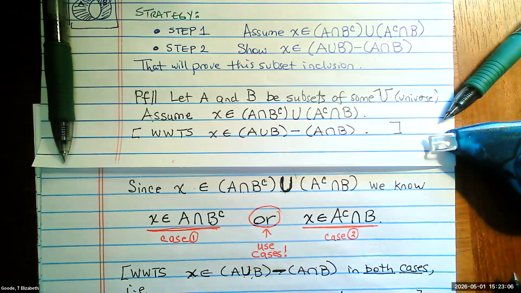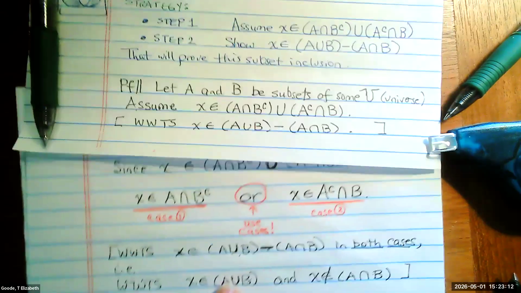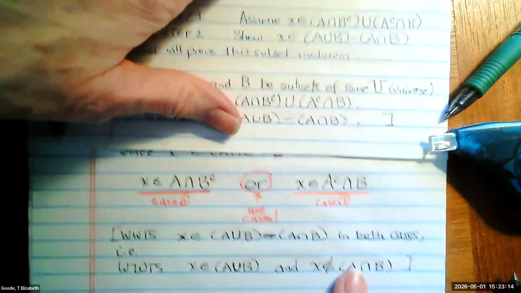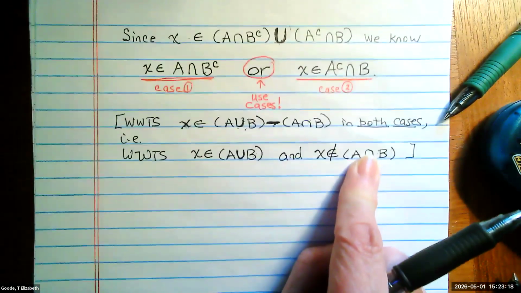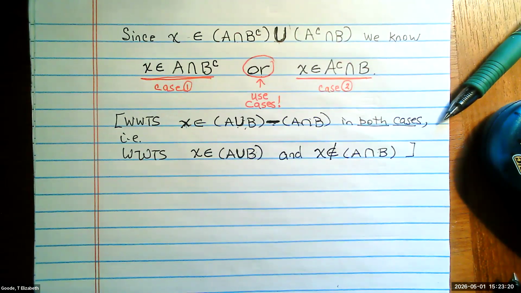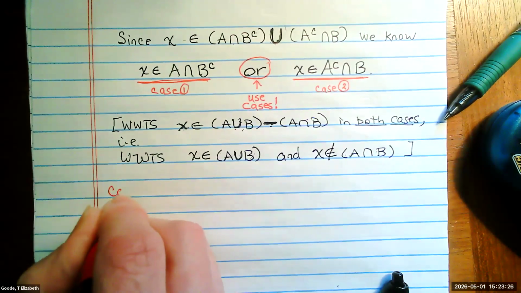All right. So we have two cases. In both cases, we're going to try to show X is in A union B and X is not in A intersect B. Do you agree? I agree. So let's do it. Case one. Let's attack case one.